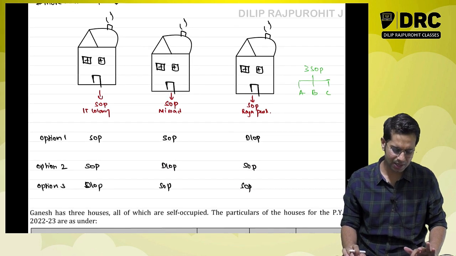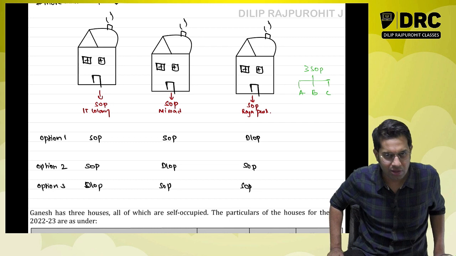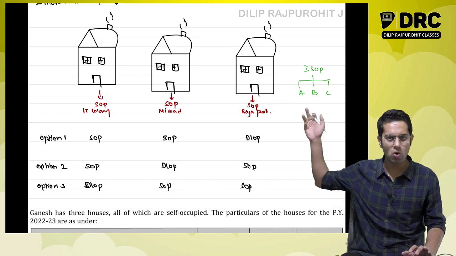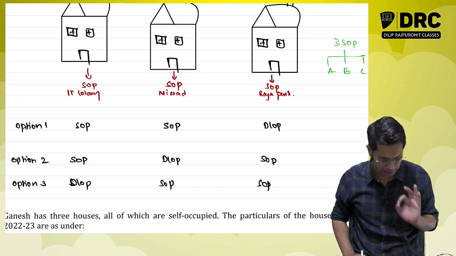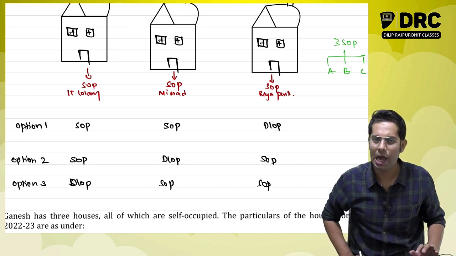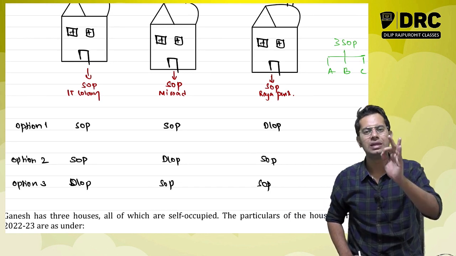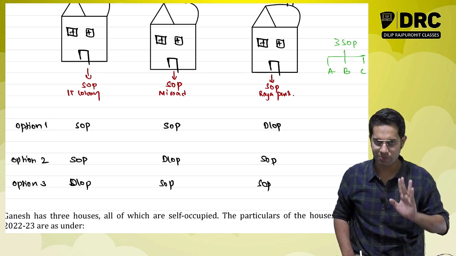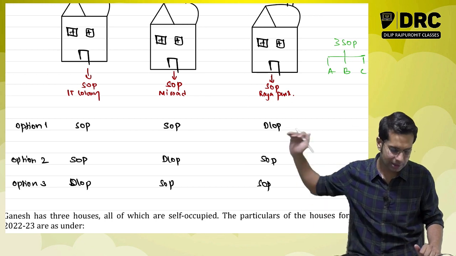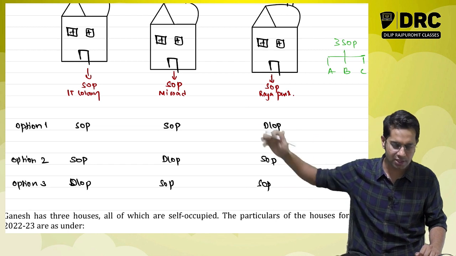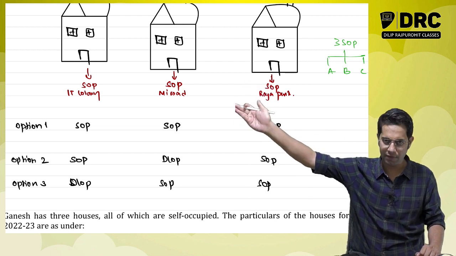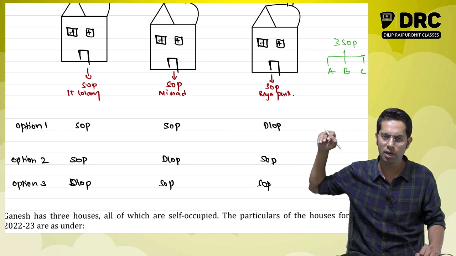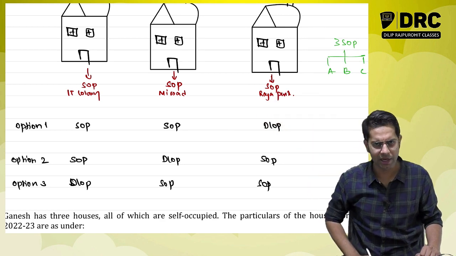Sir, just let me explain it again. Now I have 3 properties which are self-occupied by me. I have not given any of this property on rent. So what am I supposed to do? I should compute the income from house property for all these properties. How, sir? By taking these 3 options. What are the options? First, treat house property 1 and house property 2 as self-occupied, and house property 3 as deemed to be let out property.